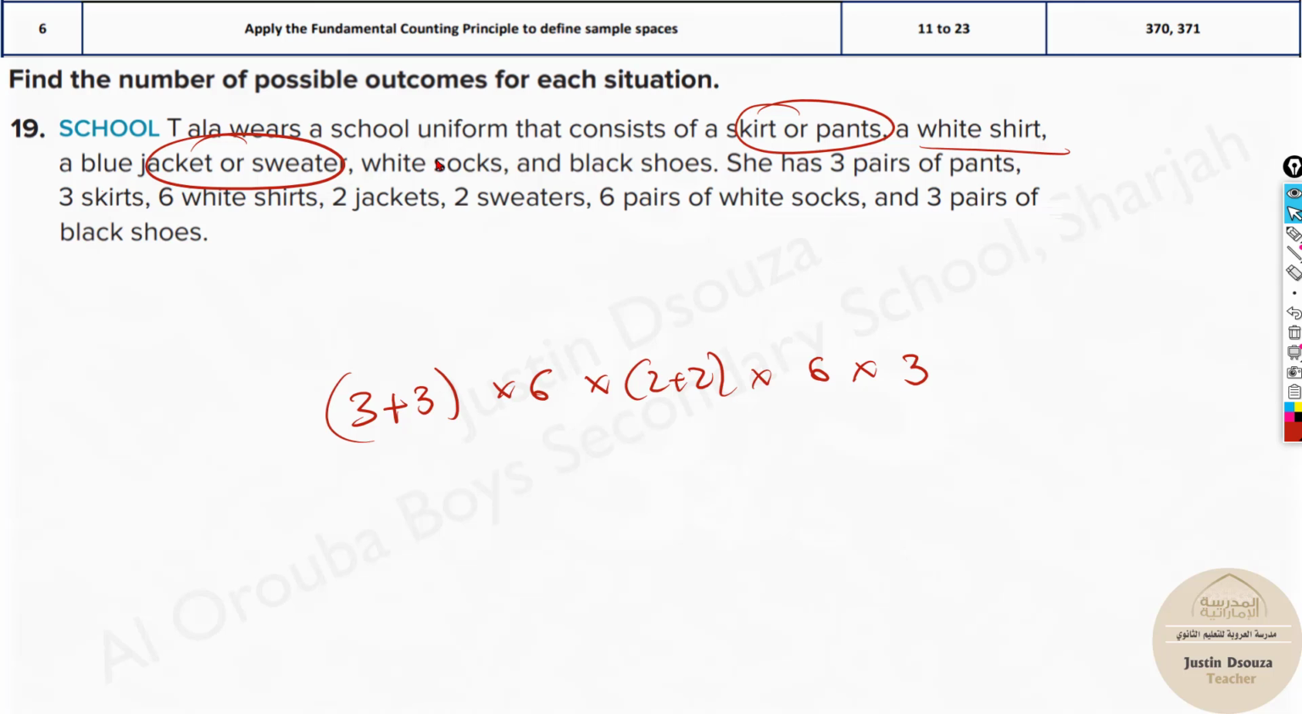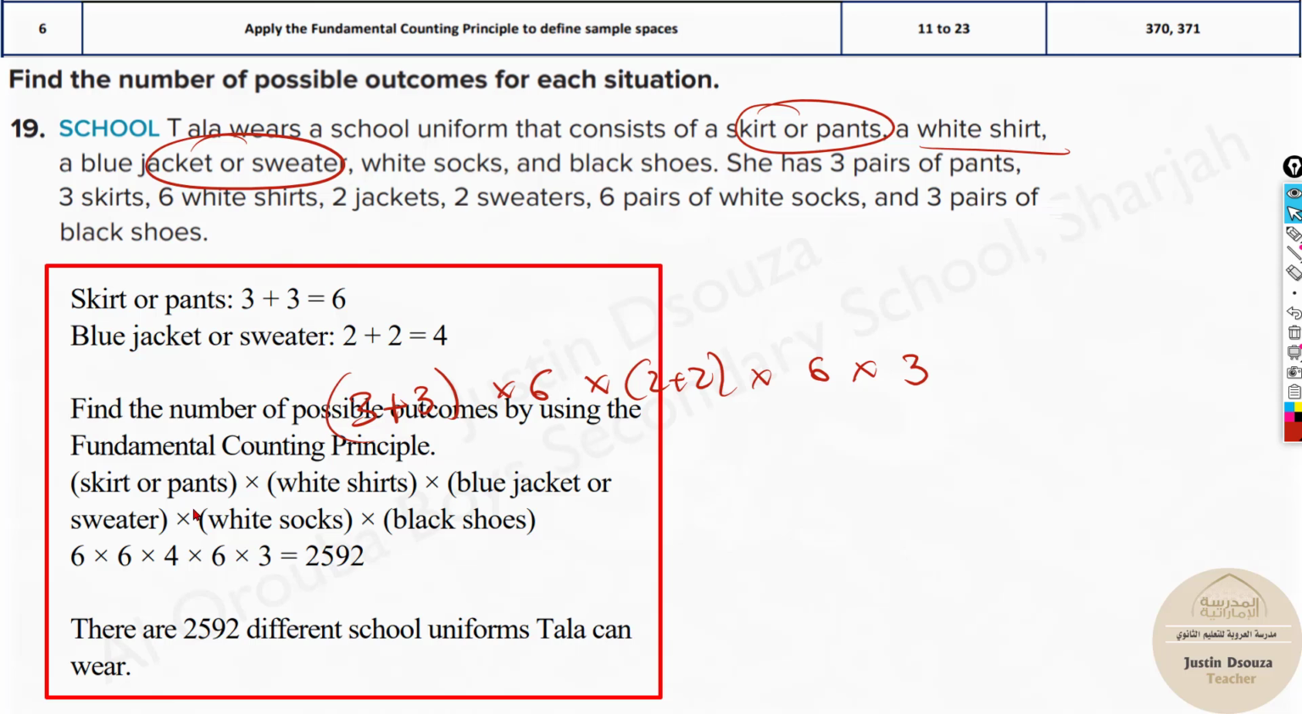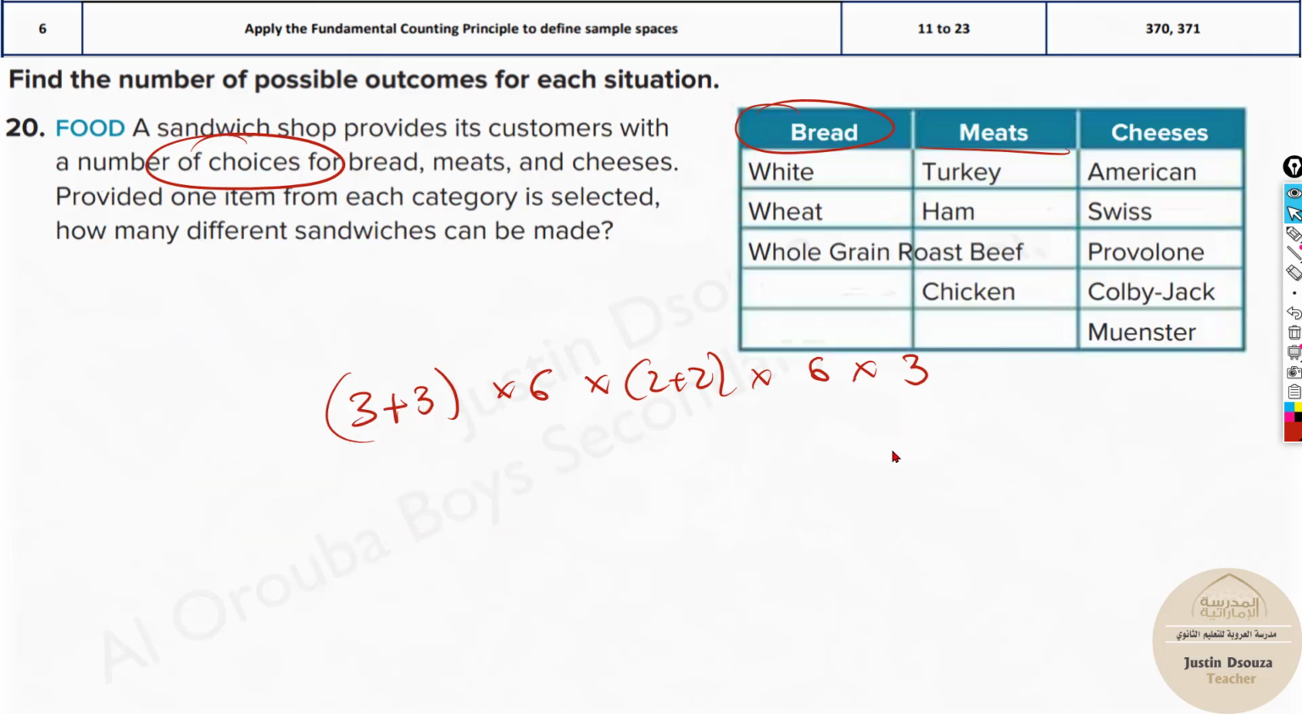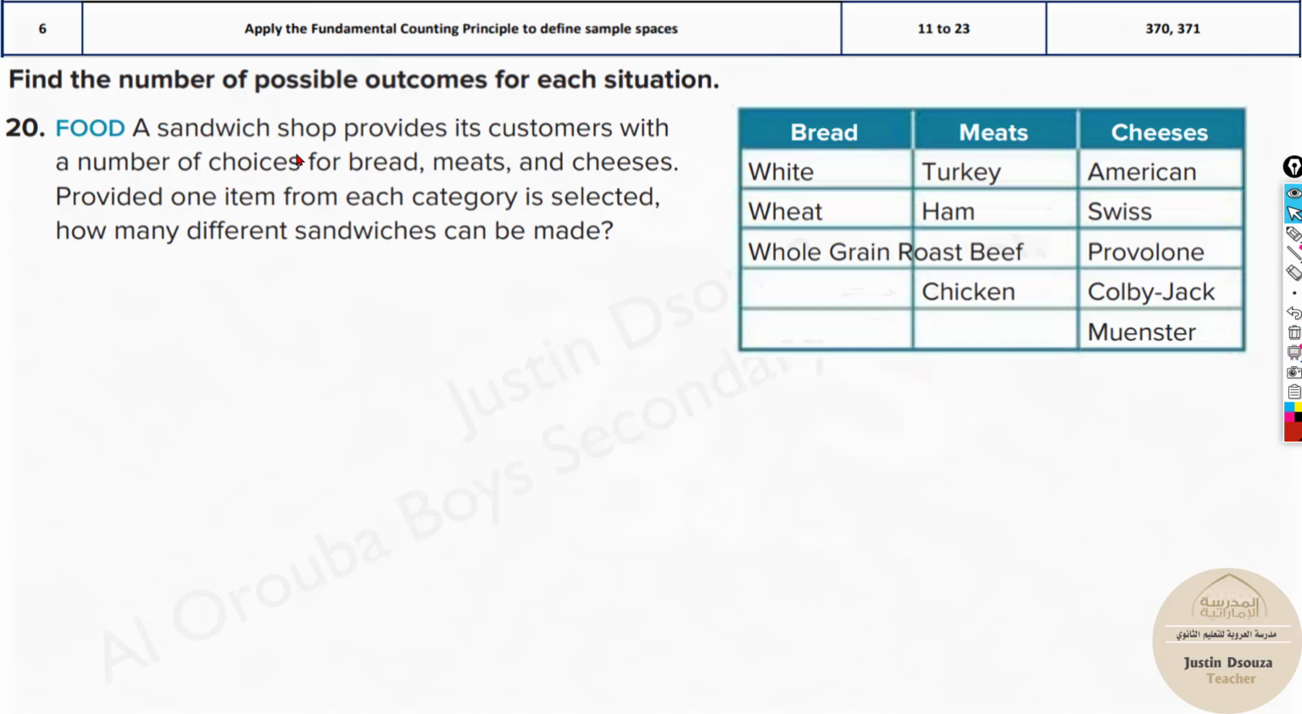Here they have not told white socks or black socks. They have told "and", so you need to multiply. See over here, only the skirt and pants, sweater and jackets are to be added. Everything else, it will be 3 plus 3 is 6, times 6 times 4 times 6 times 3. That is the possibility. Here it's the same thing.